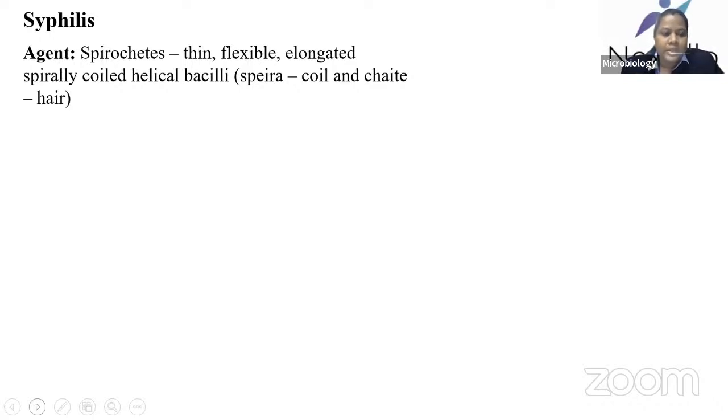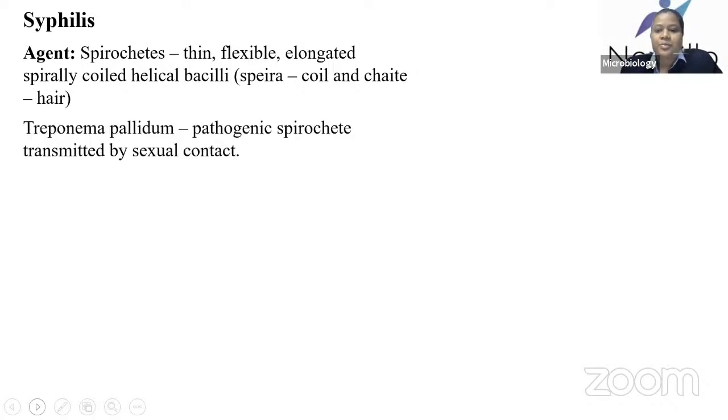The organism falls into the family of bacteria called spirochetes. What are spirochetes? Spirochetes are thin, flexible, elongated, spirally coiled helical bacteria. Spira means coil and chyte means hair, that is, it is as thin as hair. That is why it got the name spirochetes. Among the spirochetes, the bacterium that causes syphilis is Treponema pallidum. It spreads mainly through sexual contact.